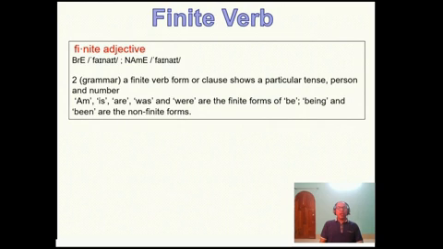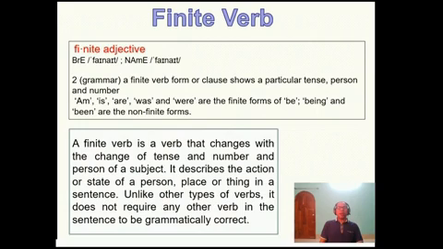Dear students, let's first discuss finite verb. According to Oxford Advanced Learners Dictionary, a finite verb form or clause shows a particular tense, person, and number. We can define it in another way. A finite verb is a verb that changes with the change of tense, number, and person of a subject. It describes the action or state of a person, place, or thing in a sentence. Unlike other types of verbs, it doesn't require any other verb in the sentence to be grammatically correct.